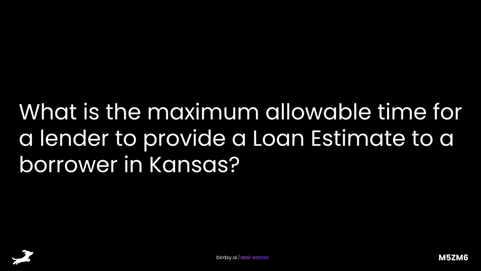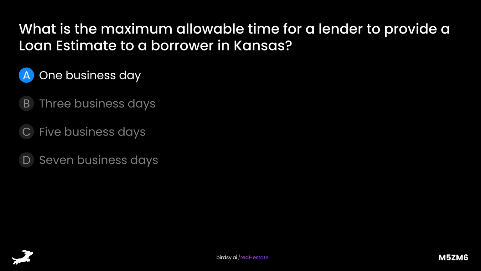What is the maximum allowable time for a lender to provide a loan estimate to a borrower in Kansas? Is it A, 1 business day, B, 3 business days, C, 5 business days, or D, 7 business days? The answer is B, 3 business days.